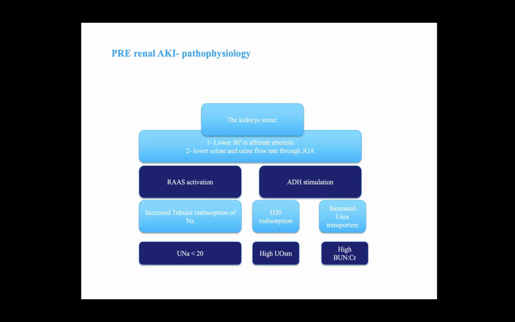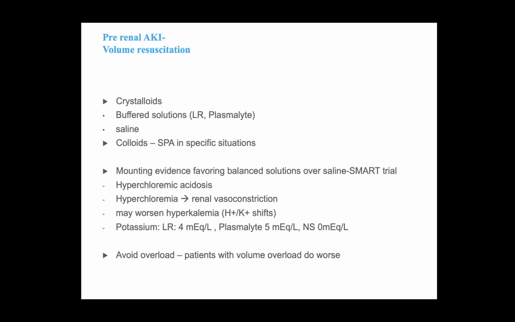Again, talking a little bit about the pathophysiology, why do you see low urine sodium, high urine osms, and increased BUN and creatinine in pre-renal AKI? It's because when there is decreased blood pressure in your efferent arterioles, RAS activation happens. You have increased tubular reabsorption of sodium, so your urine sodium is less than 20. On the other hand, there's also ADH stimulation, which causes water absorption. So there's high urine osmoles, and there's increased urea transporters in the tubules. So you have increased urea absorption and hence high BUN and creatinine.